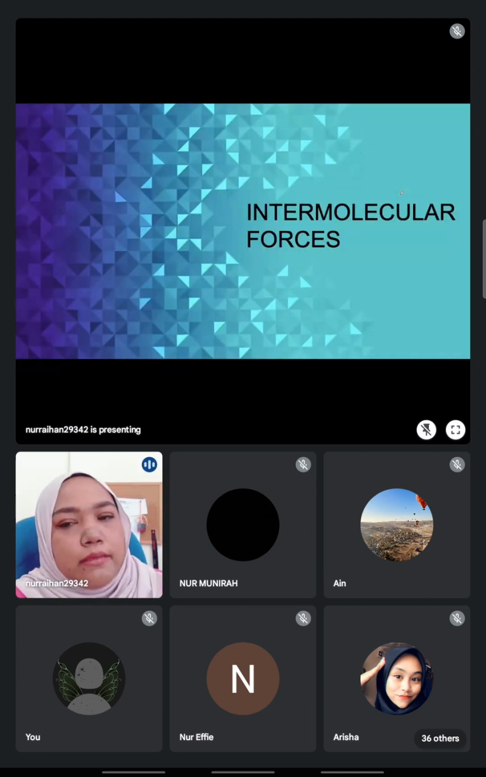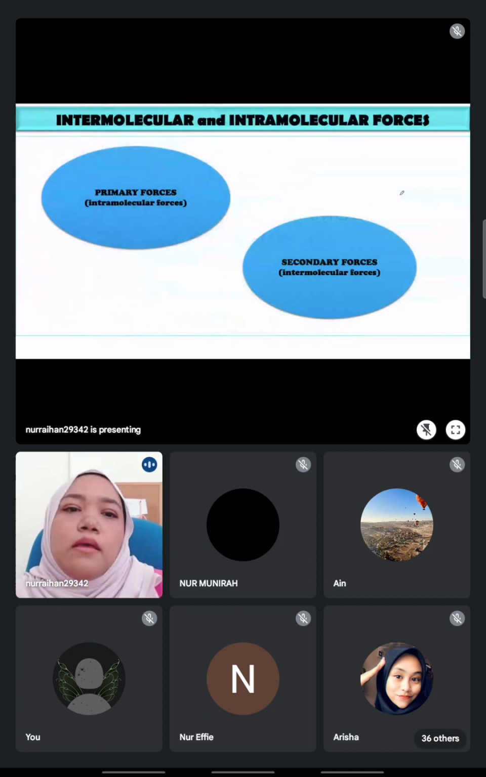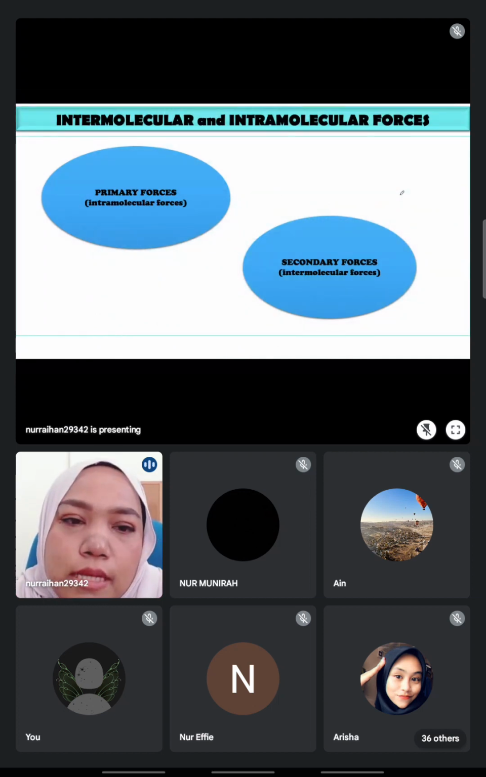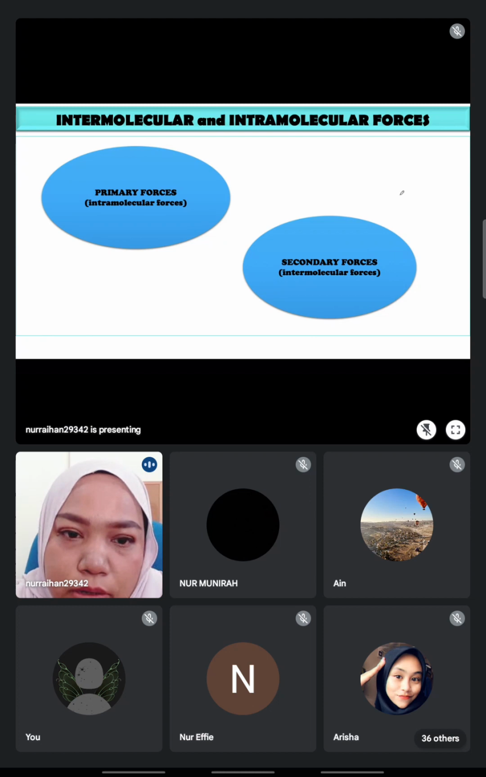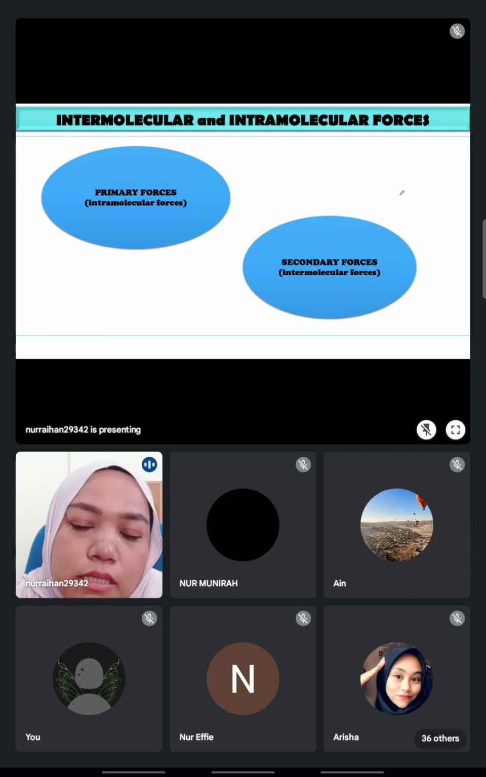Okay, last one, kita lihat berkaitan dengan intermolecular forces. In the inter and intra-chain forces, you can have two types of forces. You can have primary forces and secondary forces. So primary forces are known as intramolecular forces. Secondary forces are known as intermolecular forces.